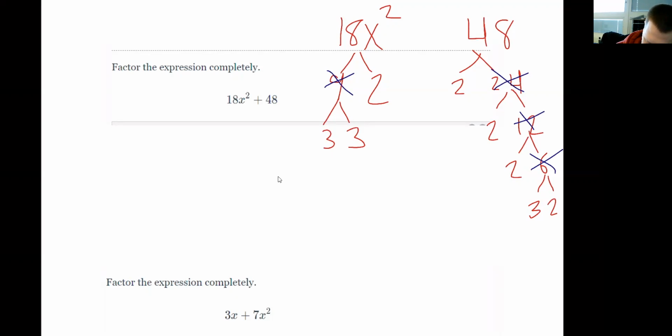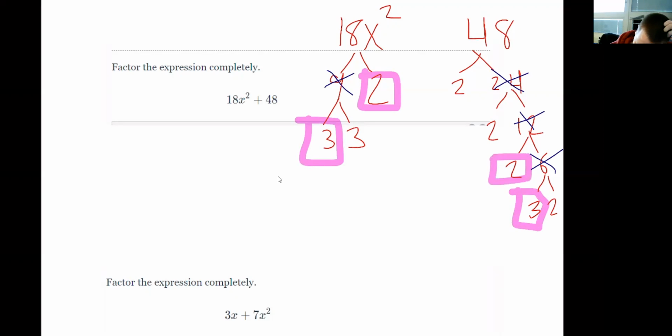But what we have in common is we have a 3 and we have a 2. And that's all they have in common, because there's not another 3 in the 48 tree, and there's not another 2 in the 18 tree. So what they have in common is a 3 and a 2. So 3 times 2 is 6. So our GCF is going to be 6.